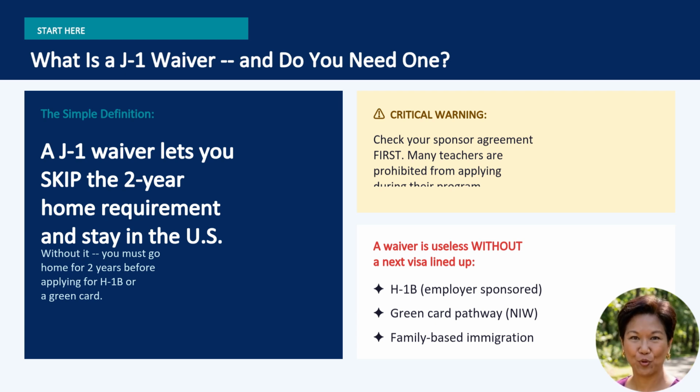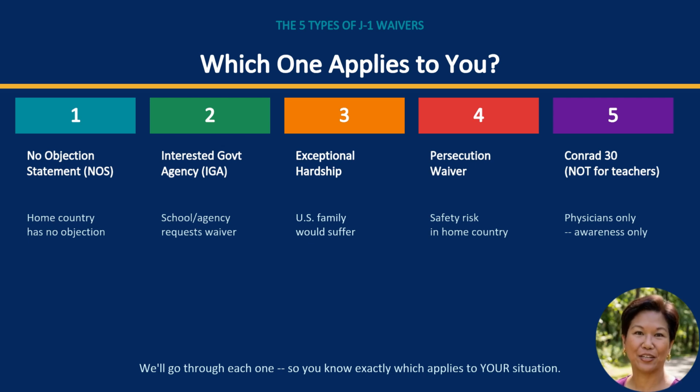And here is something most people don't tell you. A waiver by itself is not enough. A waiver is only useful if you already have a next visa lined up, like an H-1B, a green card pathway, or family-based immigration. Without that next step, you'll still have to go home when your J-1 expires.